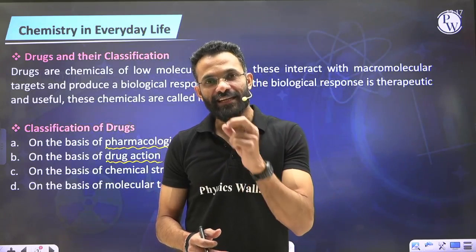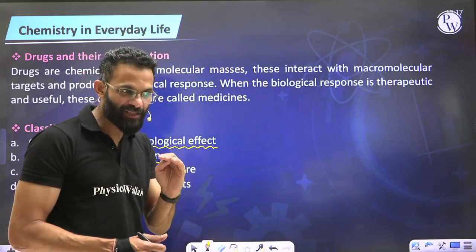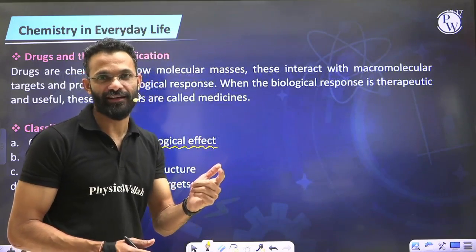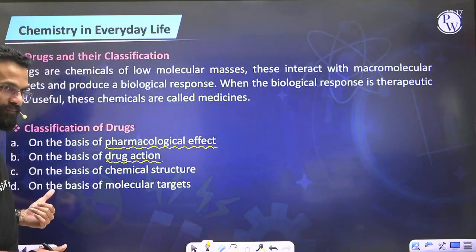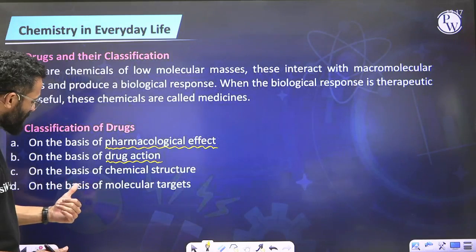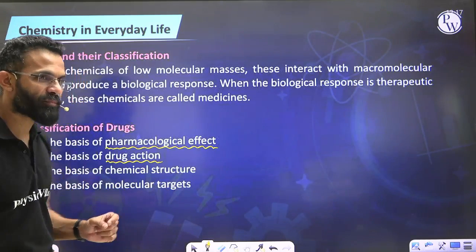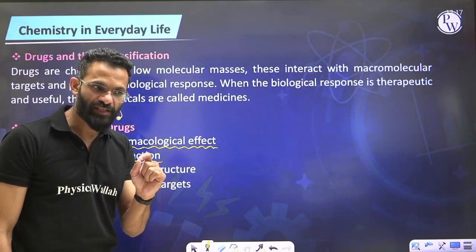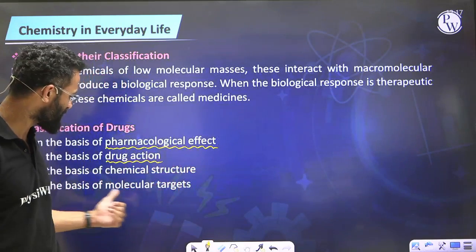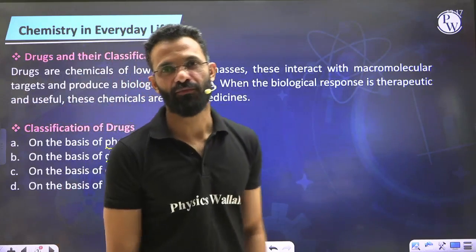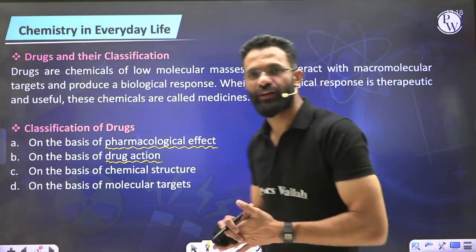So in such case, that medicine or the drug will be said to belong to a category according to which molecular target it is going to combine with. So when we classify drugs like that, we say they are classified on the basis of molecular targets. So depending upon which macromolecular target a particular medicine is specific to attach with, we classify it as classification on the basis of molecular targets. So guys, these are 4 ways basically by which we classify the drugs.